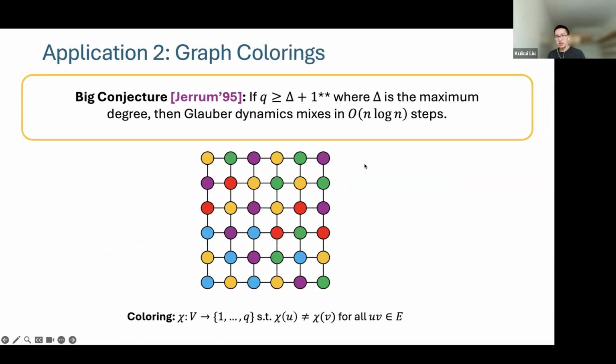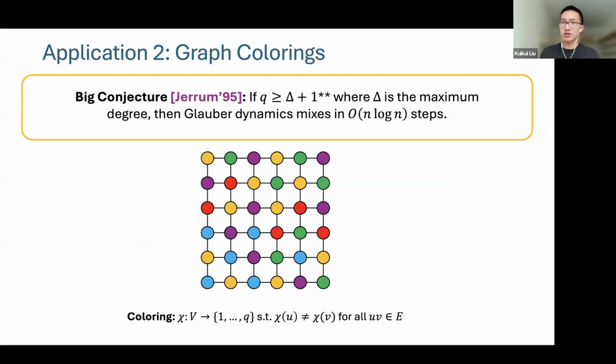So our second application is to the problem that I mentioned at the beginning of this talk, which is graph colorings. Just to recall, a coloring is an assignment of colors 1 through q to the vertices of the graph, such that neighboring vertices do not get the same color. And the problem of sampling graph colorings has many applications in theoretical computer science and statistical physics.